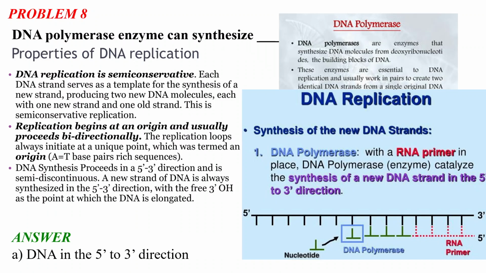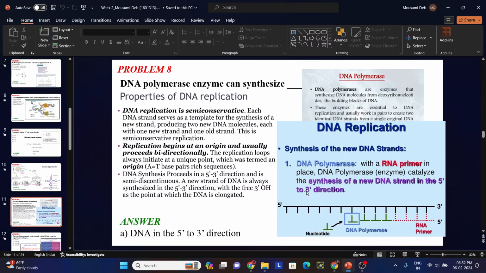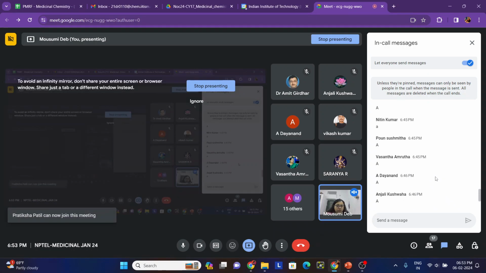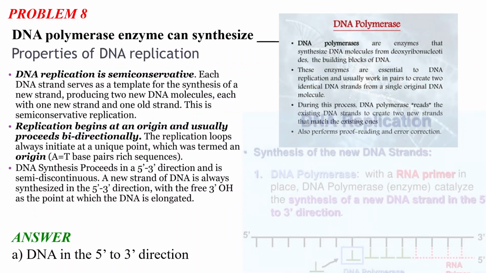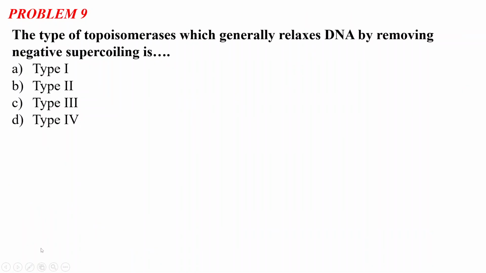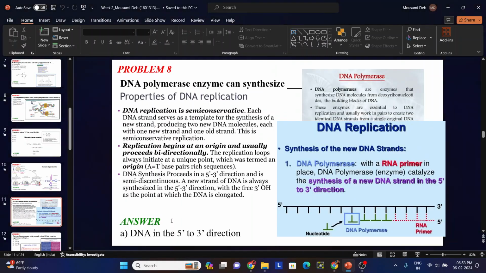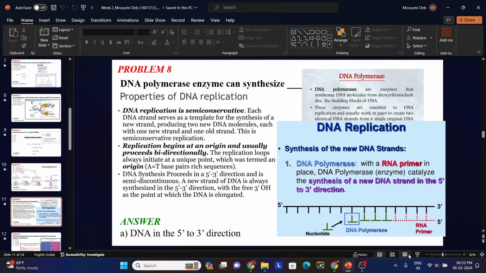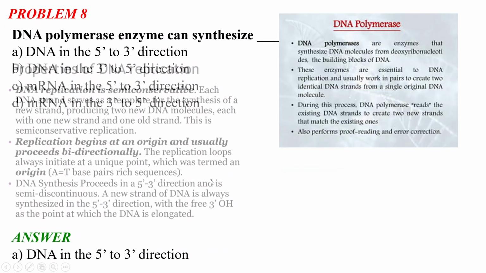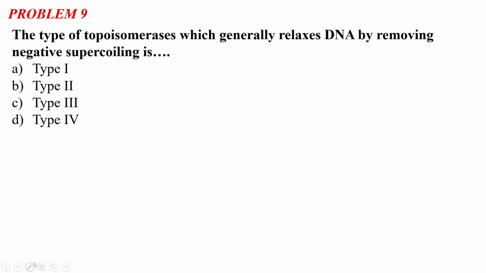Now, let me check the chat box again. Okay, so most of the answers are given for option number A. Let me show you the answer and then let us discuss. So, the correct answer, somebody again wants to join, just let me admit. Okay, so it will be number A, type 1.